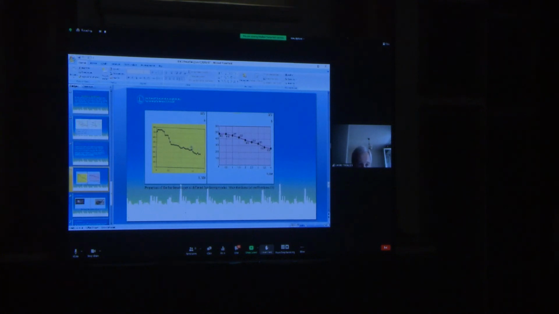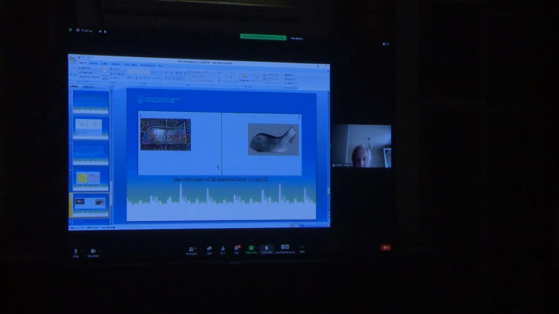This is a picture. The left picture is direct plasma heating. The right is remote plasma heating. You can see the left and right pictures. Properties of the hardened layer: microhardness and hardness by Vickers. These are photos, pictures, of the macrostructure of the hardened layer.